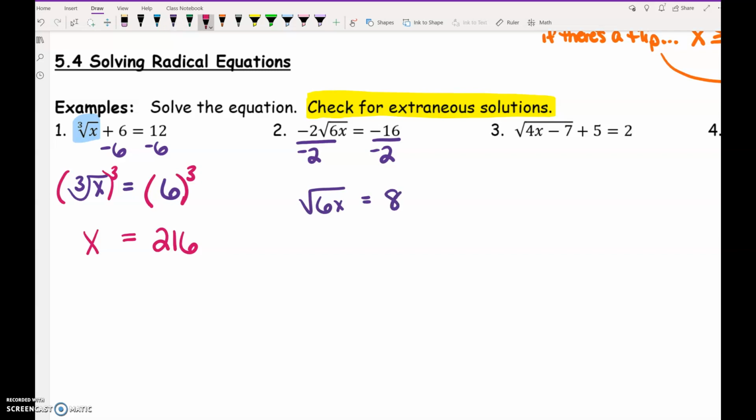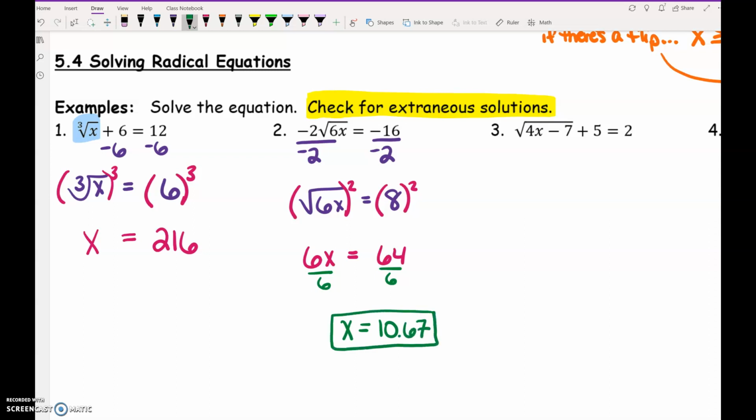How do we undo a square root? Square. So square both sides. 6x equals 64. And then we have to finish getting x by itself, so divide both sides by 6. And if you're thinking, oh my gosh, I got a decimal, this can't be right. It can be right, actually. 10.67. So you can get decimals.